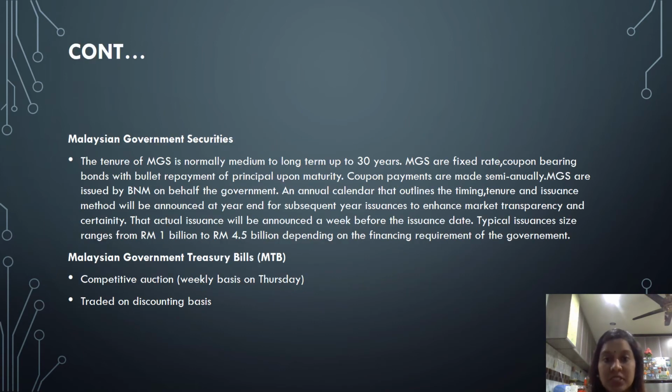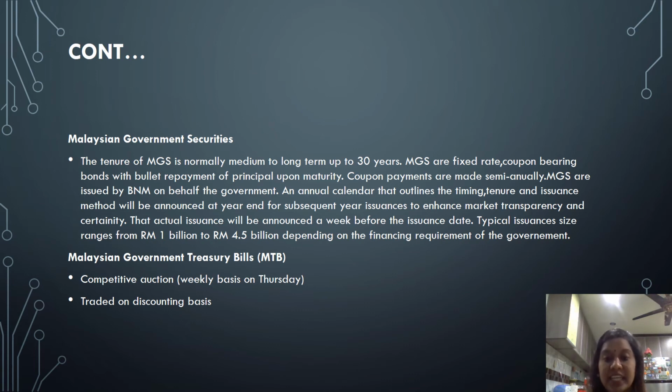While for the instrument traded for Malaysian government securities, the tenure of MGS is normally medium to long term, up to 30 years. MGS are fixed rate, coupon bearing bonds with bullet repayment of principal upon maturity. Coupon payments are made semi-annually. MGS are issued by BNM on behalf of the government.